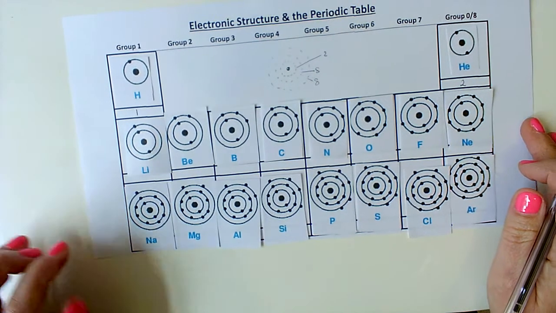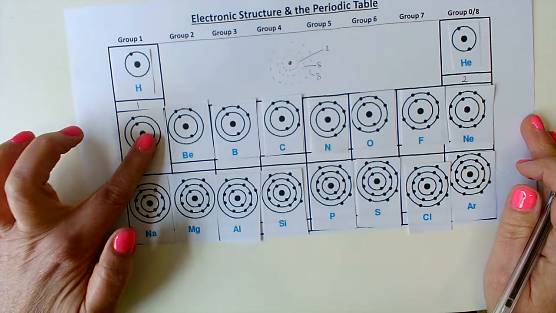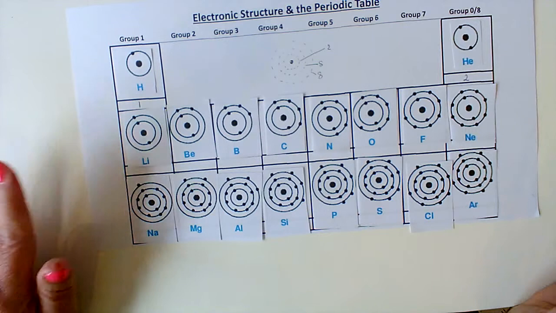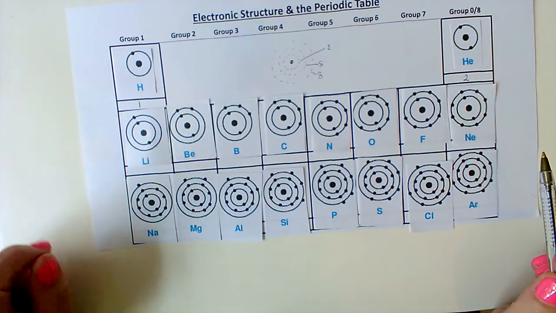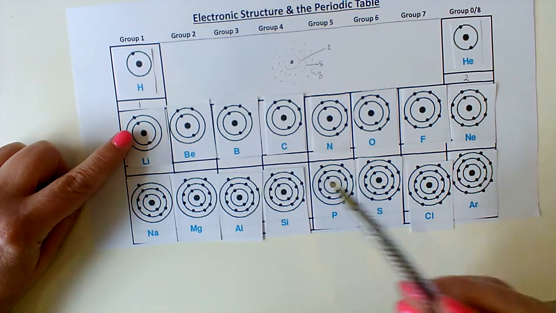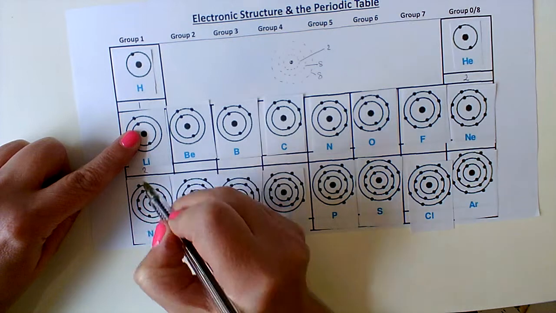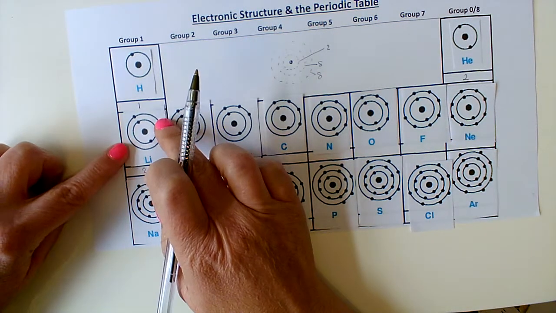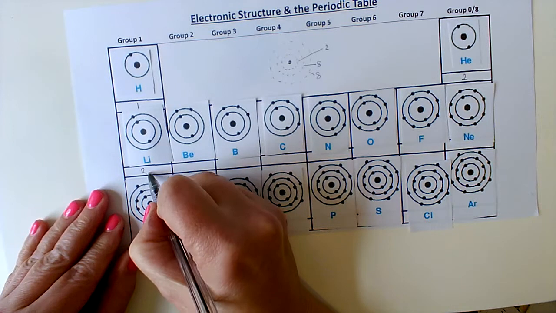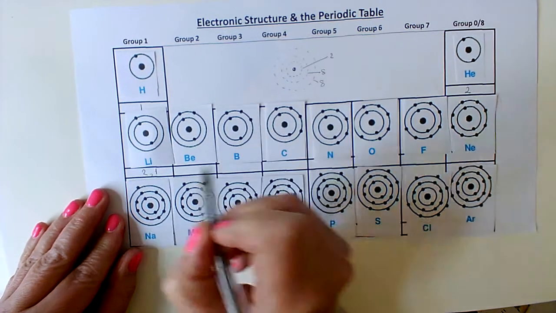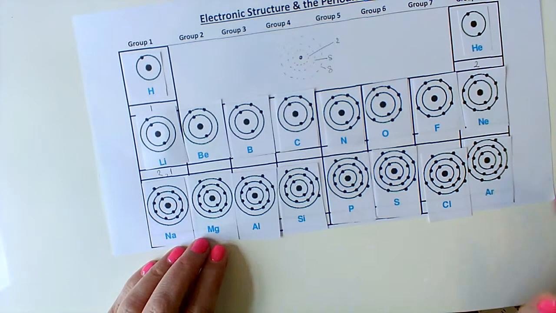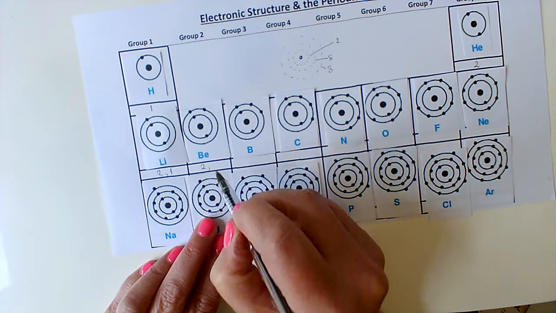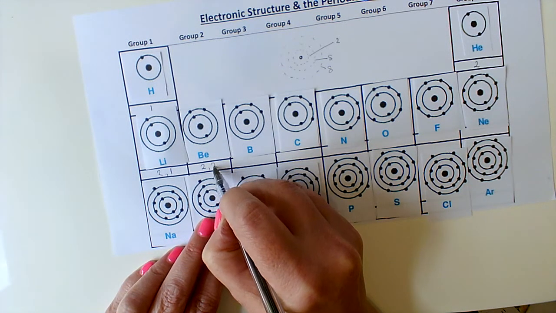Right, looking at lithium. Lithium has atomic number 3. It's got 3 electrons, 3 protons as well, of course. Now it has a full inner shell of 2, and it has 1 on its outer shell. So we would write 2, 1. Beryllium, full inner shell, 2 in its outer shell.